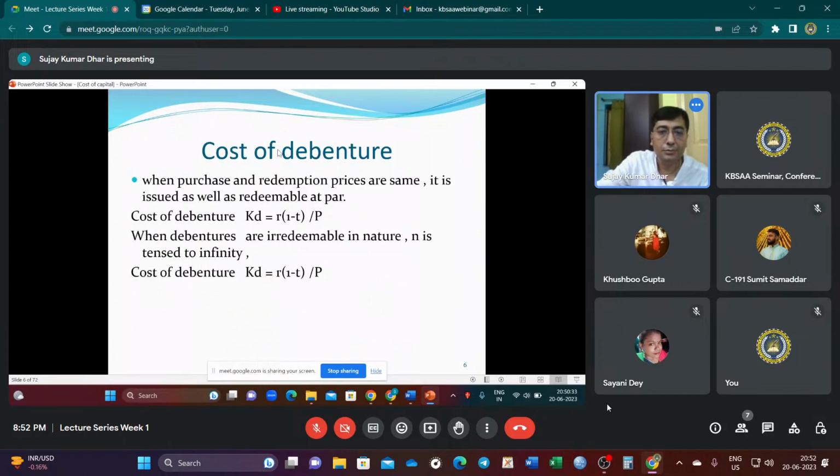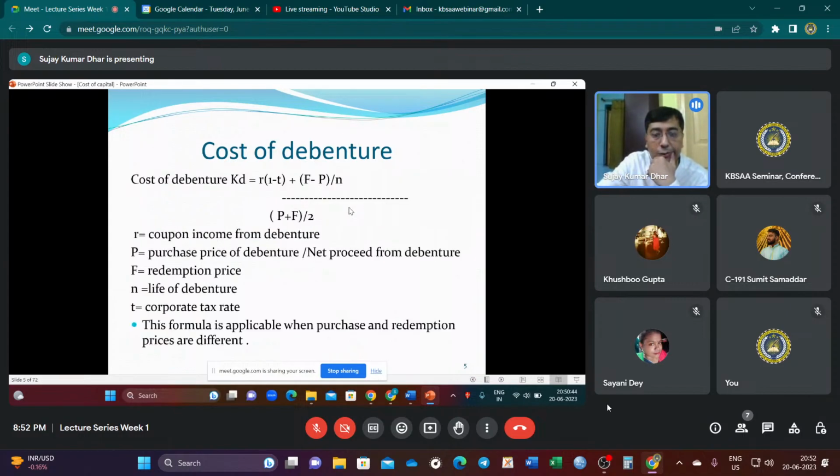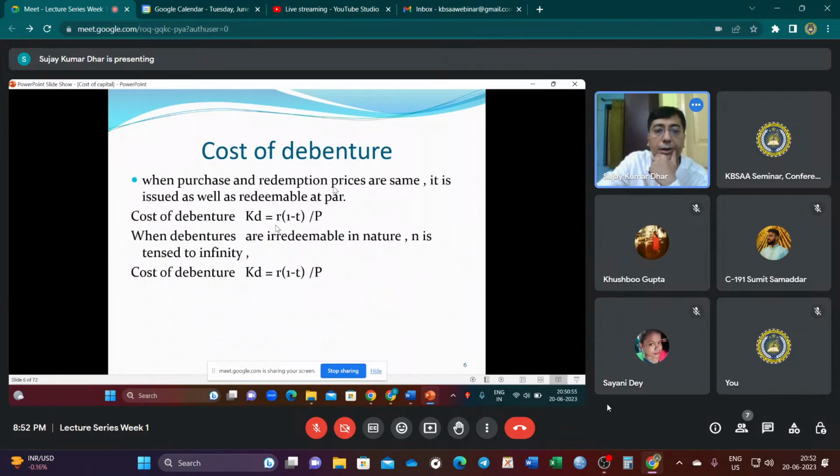Now, if purchase and redemption prices are the same, that means if it is issued as well as redeemable at par, then what will happen? P equals F. If P equals F, then the second term in the numerator will disappear. So it will be R into 1 minus T by P. And when debentures are irredeemable in nature, N tends to infinity. So cost of debenture is R into 1 minus T by P.